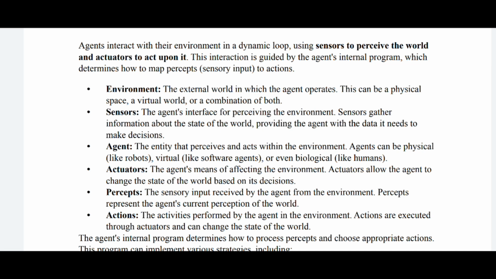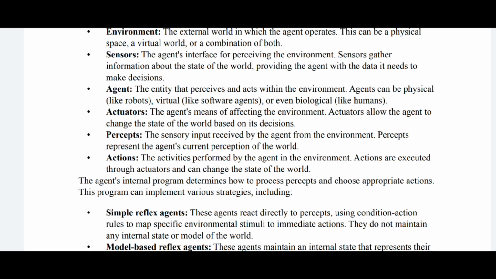So sensors sense the information and we take the information through the agent. Agents are robotics, software agents and humans also. Software agents are like apps, such as weather apps, calendar apps and photo apps. Everything is a sensing part only. Actuators allow agents to change the state of the world based on the decision.